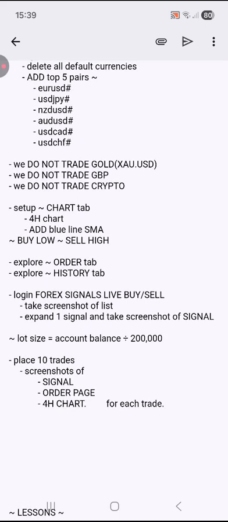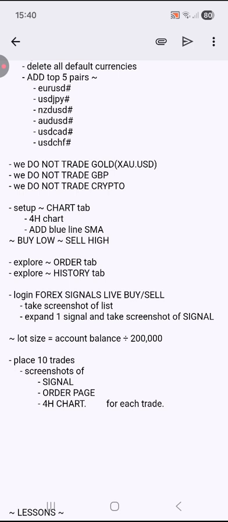Okay, we logged into the FOREX signals, live buy sell. We took a screenshot of the list. We numbered our trades. But the most important is we expanded the signal and we learned how to take a screenshot of that signal. And then we placed about 10 trades, I think, today. Some were repeating. Most of them were no trades, but at least we got some practice in receiving the signal in and then checking the 4-hour chart to see if they follow our rule, buy low, sell high. If they did follow our rule, we placed the trade. And we took the screenshots.